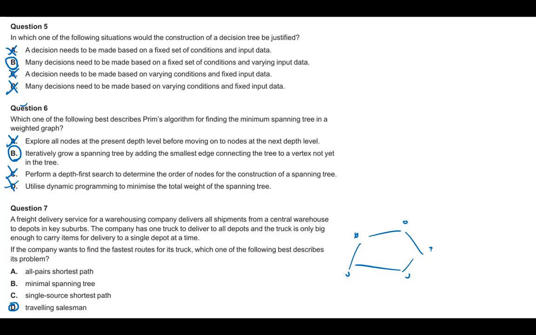Shortest path, it's not talking about just getting from one place to the other, so we can see A is wrong. The minimal spanning tree is to do with connectivity, so that might be connecting water supplies or something, so B is wrong. And single source shortest path, again, that's getting from one place to another. So I don't think I explained that very well. For A, we're looking for the shortest distance between all pairs of places, which we might have used in order to find the traveling salesman problem, but that wouldn't be the best solution.